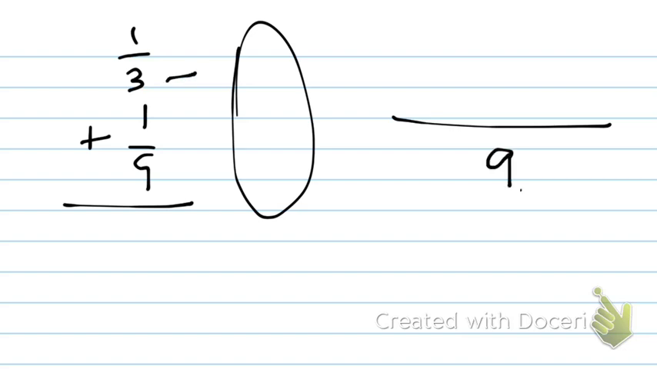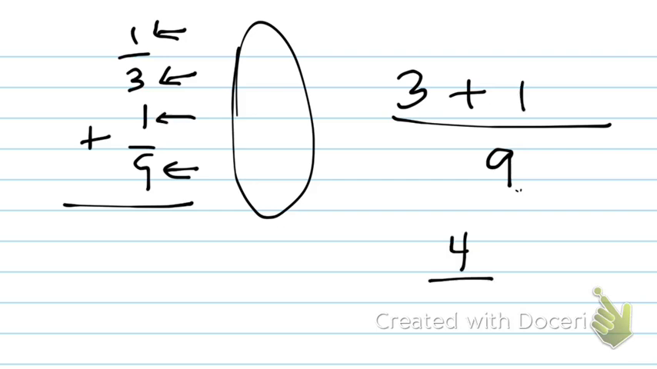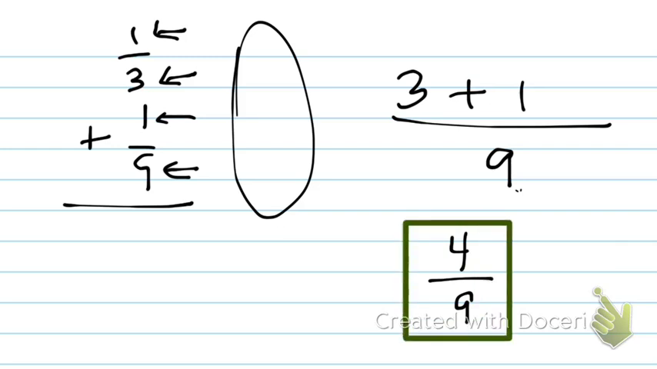9 divided by the first denominator, 3, is 3, times 1 is 3. Plus 9 divided by 9 is 1, times 1 is 1. And that gives you 4 over 9. Will it reduce? No. Okay? So it doesn't matter what the format is, if they give you one on top of the other, it's still adding fractions, right? All we did was write it in a different format.